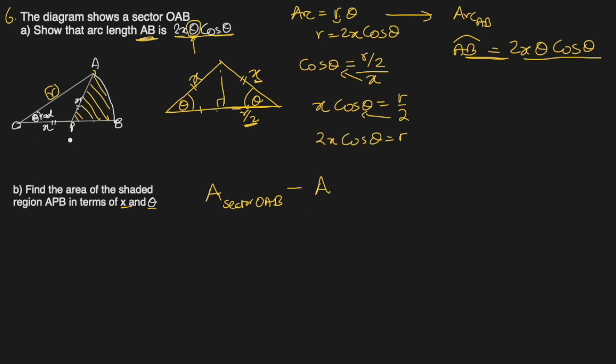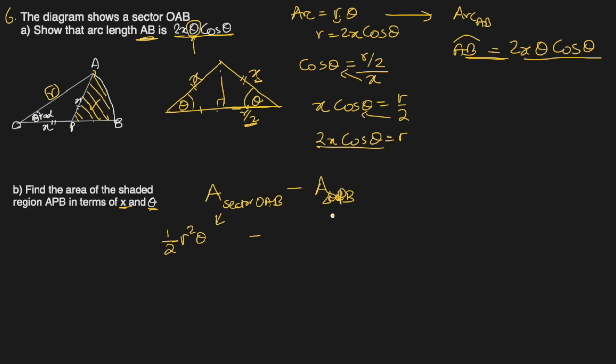What is the name? OPB. Triangle OPB? If I subtract it, the remaining will be the shaded area, right? So let's focus on the sector. What is the area of the sector? Half r square theta. But they say x and theta, and we only know r is here, so we will use it later.